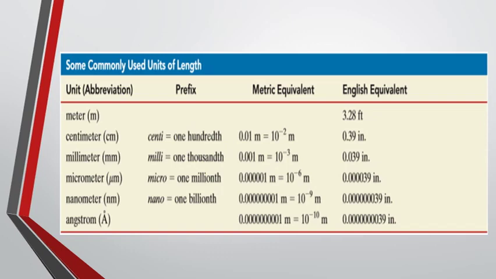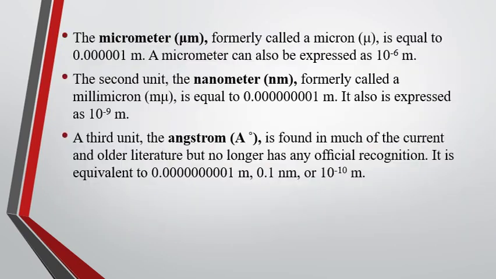We already discussed that we have a unit, meter, then we have a centimeter, and we have their measurements, then we have a millimeter, micrometer, nanometer, and angstrom. Angstrom is the smallest one, that is 10 to the power negative 10. First of all, we discuss these units one by one.